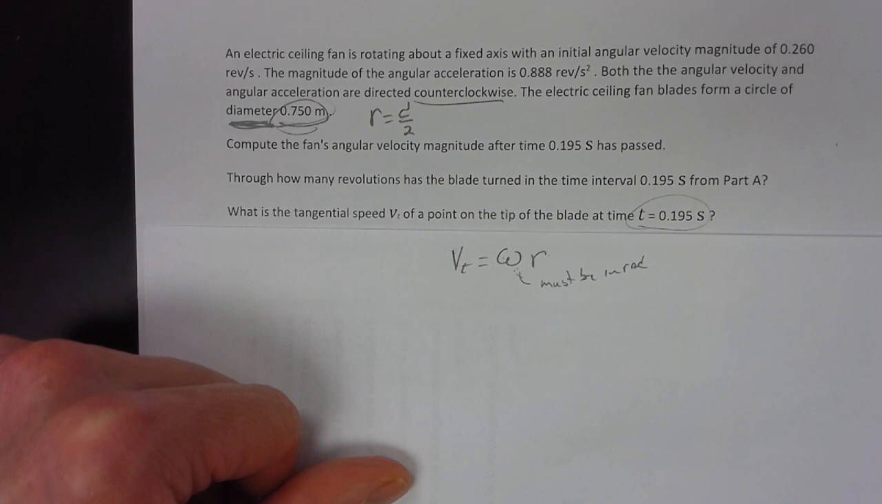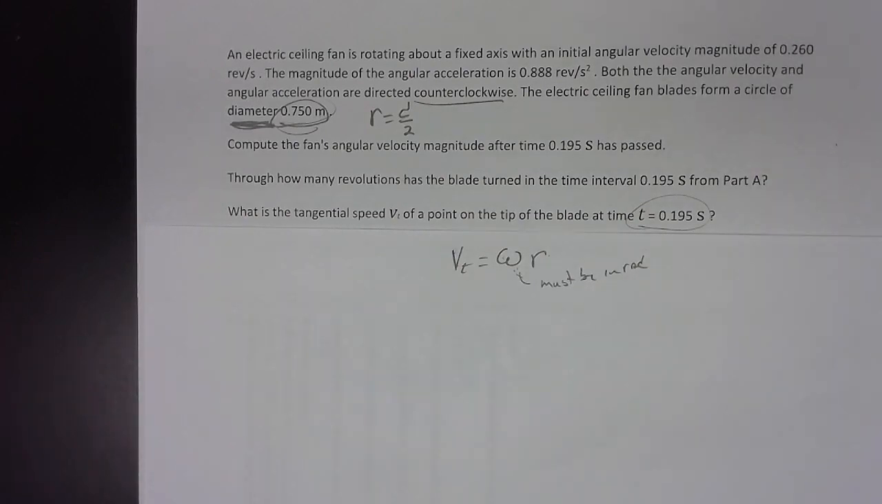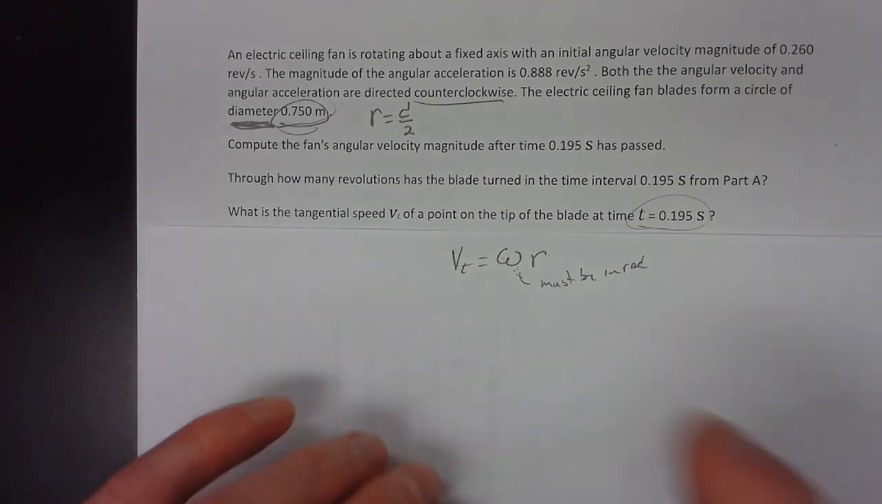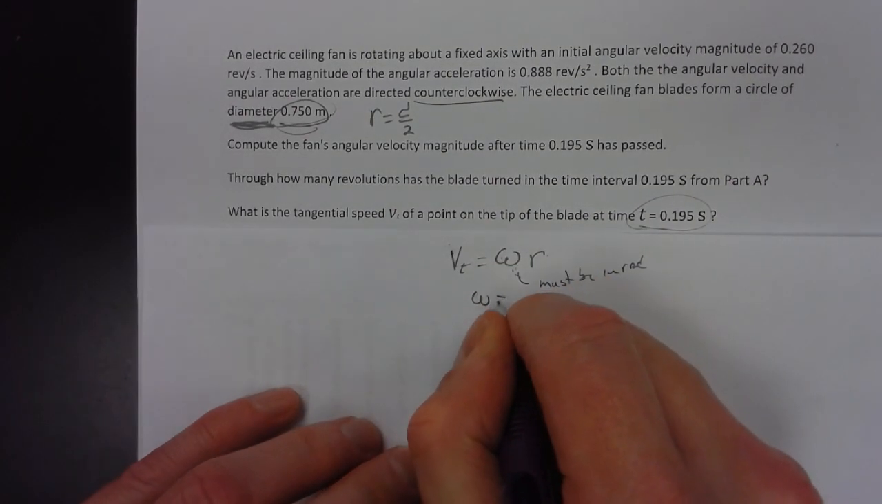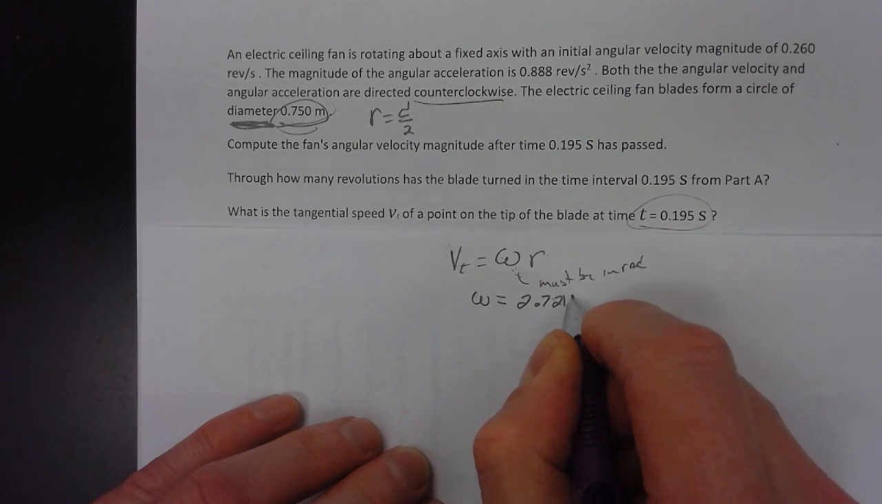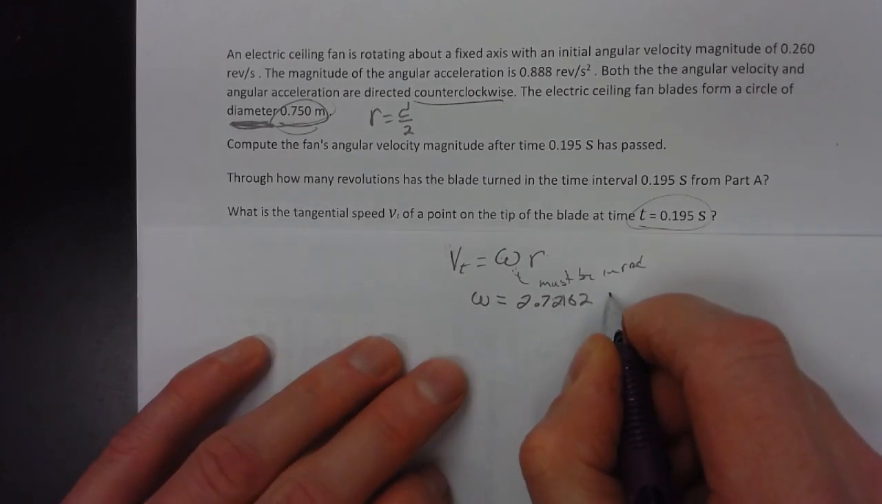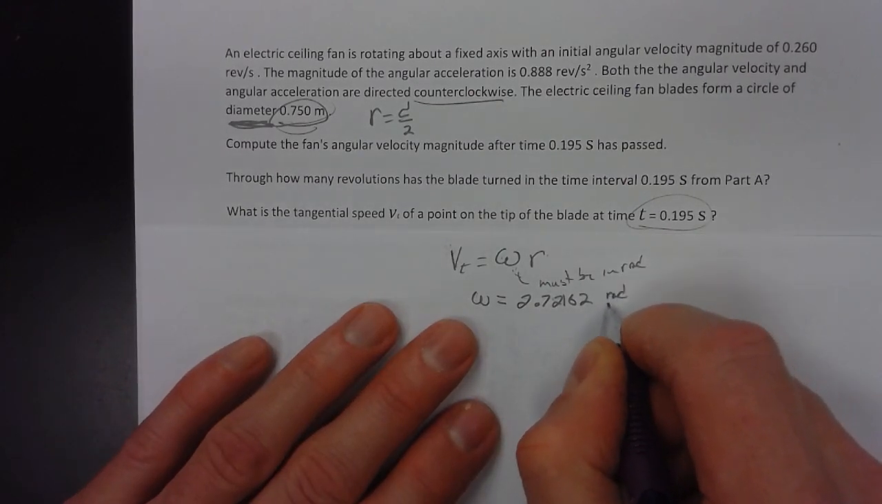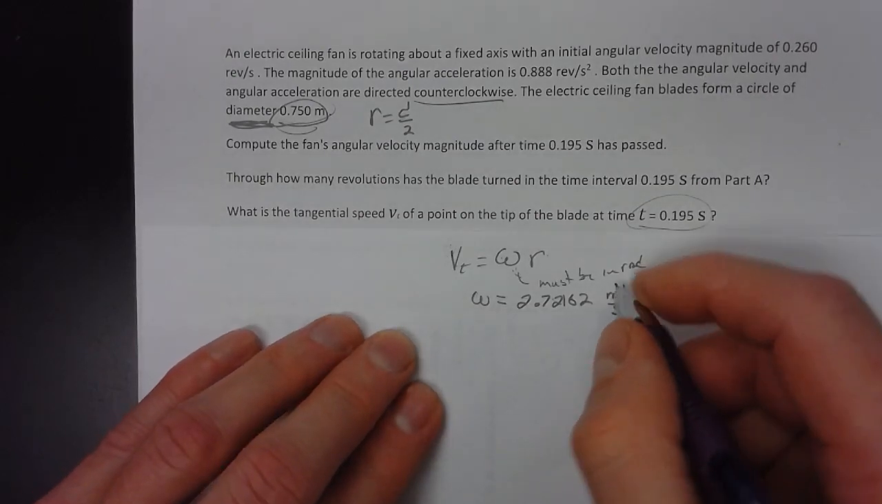We got that that's 2.72 radians per second. I think it's a little bigger number, 2.7216, right? So earlier we found that that omega was 2.72162, and that was rads per second. I found that up here.